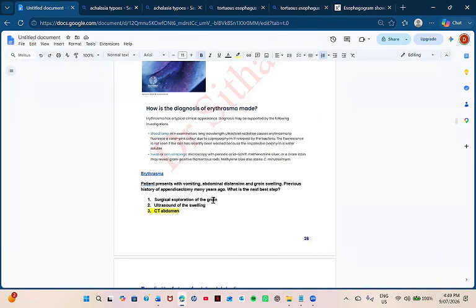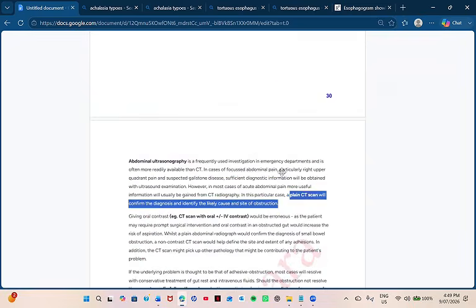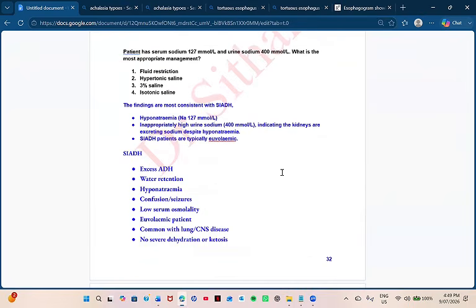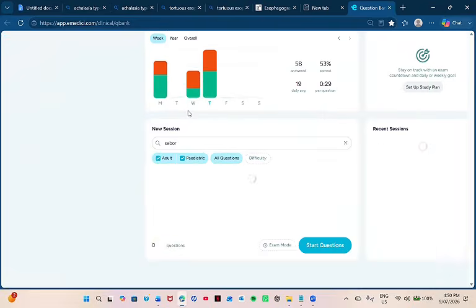Okay. So yeah, CT abdomen, right? Here also the small explanation. And please read these questions as well. And please, okay, I'll show something for the herniation.